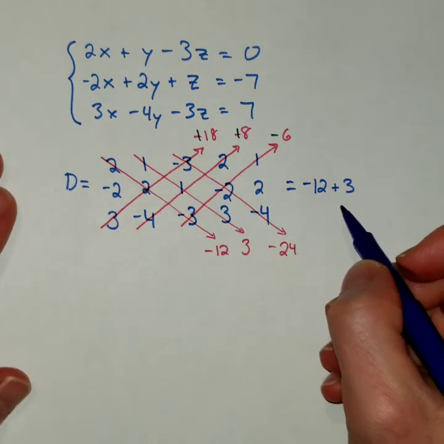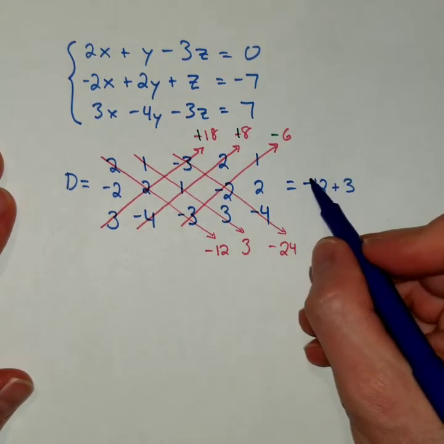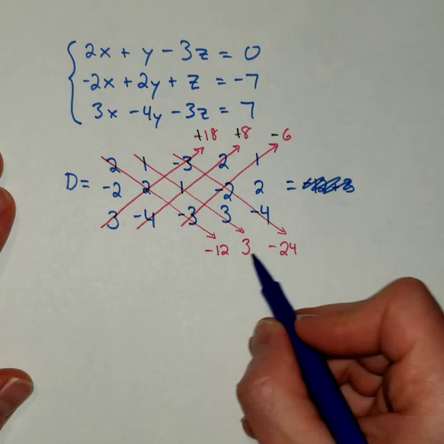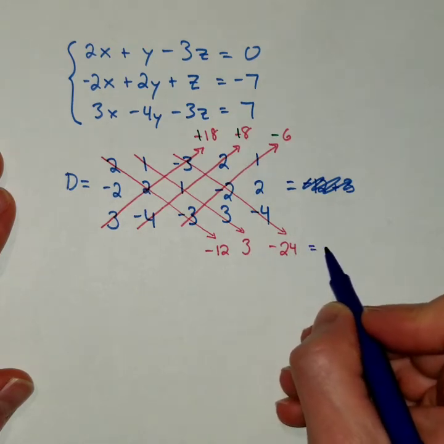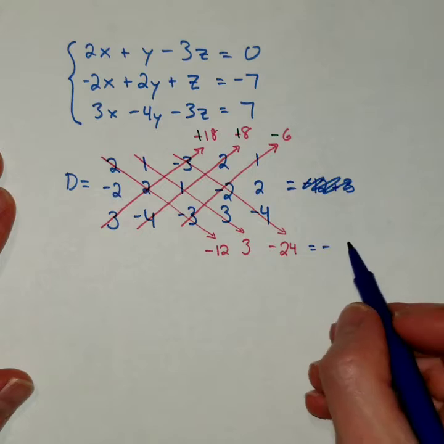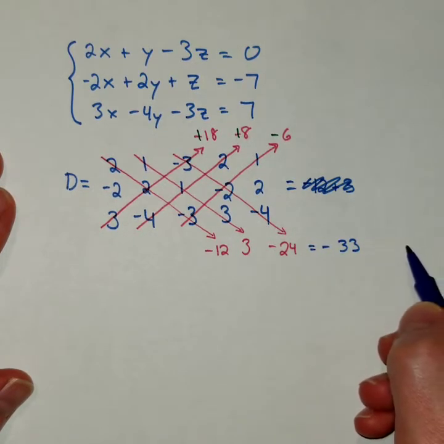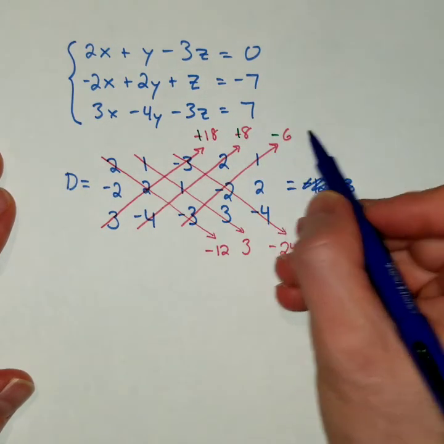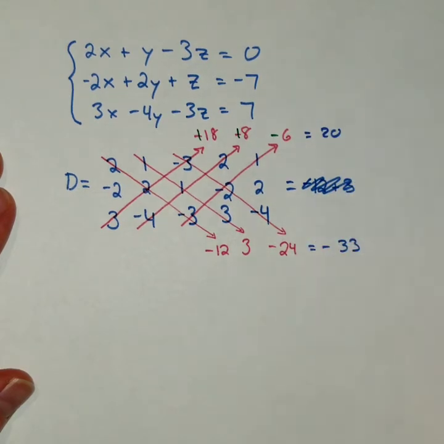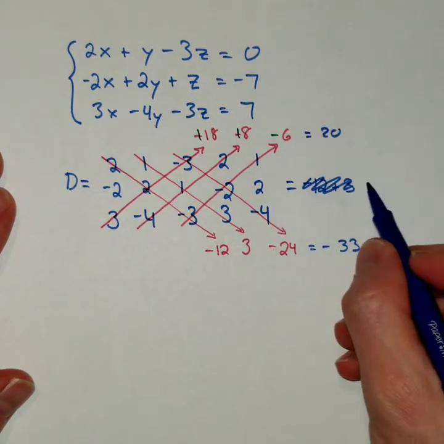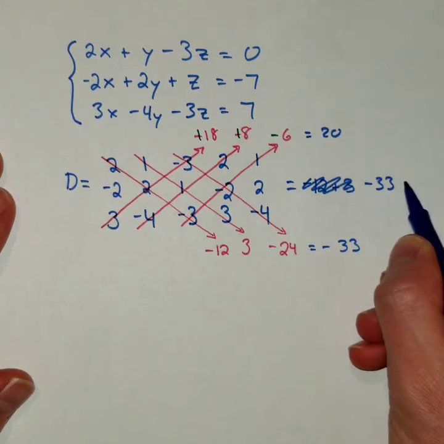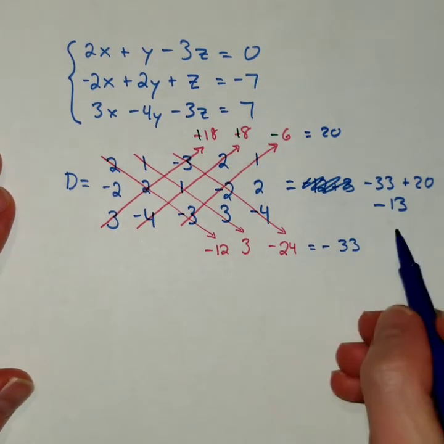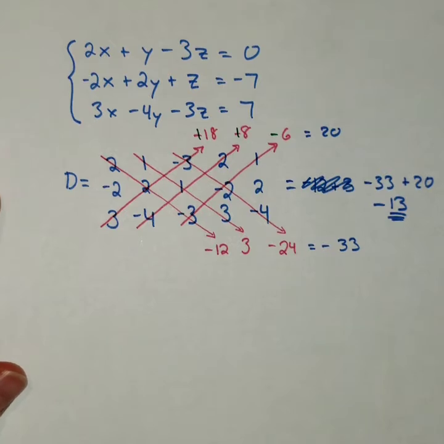Then when I tally these up, I get negative 12 plus 3. Well, you know what? Maybe it's just easier to tally them up top and bottom and add them. Let's do it that way. Negative 12 plus 3 is negative 9. Negative 9, negative 24 is negative, just lost it, 33. Yeah. On top, 18 and 8 is 26, minus 6 is 20. And so we take the bottom, which is negative 33, add the top, which is 20, and you get a negative 13 as the D value. Okay.